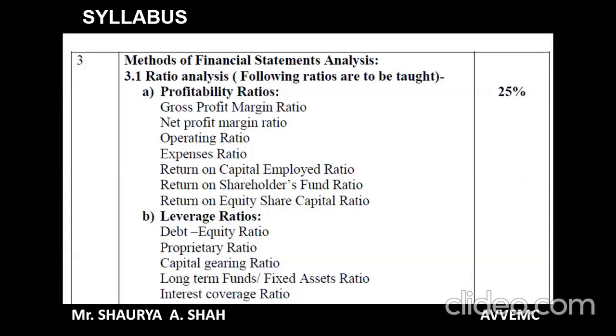Long-term funds to fixed assets ratio. How much is your total fixed assets? For example, if in my business I have fixed assets of 1 crore rupees and my total long-term funds is 50 lakhs, what is my ratio? 50 lakhs divided by 1 crore into 100. So I can say out of my total 1 crore of fixed assets, 50%, that is 50 lakhs, comes from my long-term funds. Getting it, students? Okay.